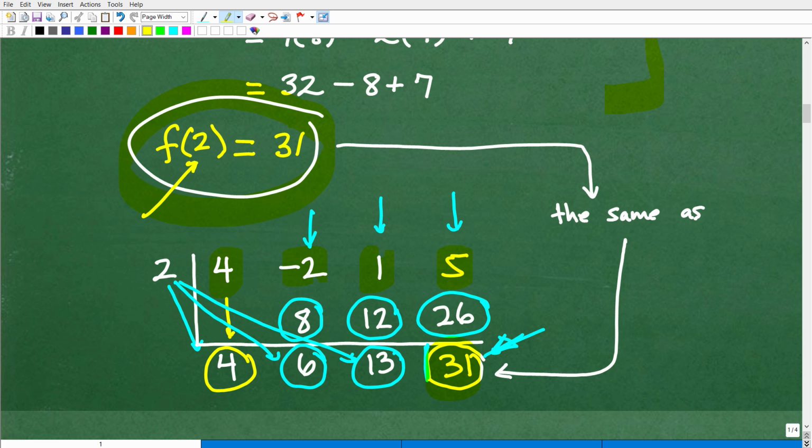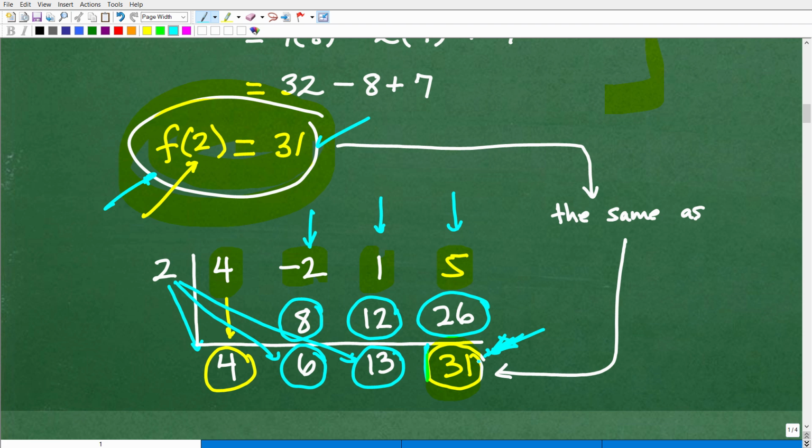But let's look at this number, 31. Doesn't that look pretty familiar to you? Doesn't that look like this f of 2, when we evaluated this function, we got the answer of 31? Well, this is 31 as well. Does it mean that it is representing the same thing as evaluating this function for 2? It does. This is the remainder theorem.